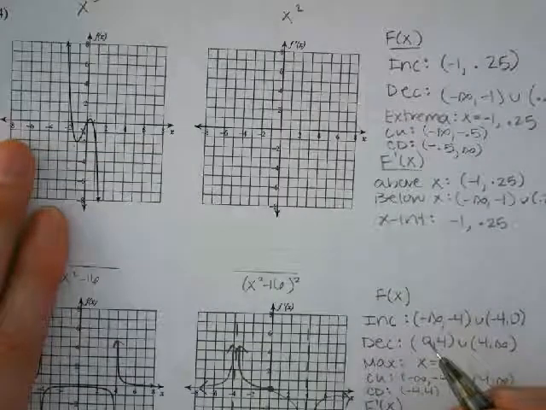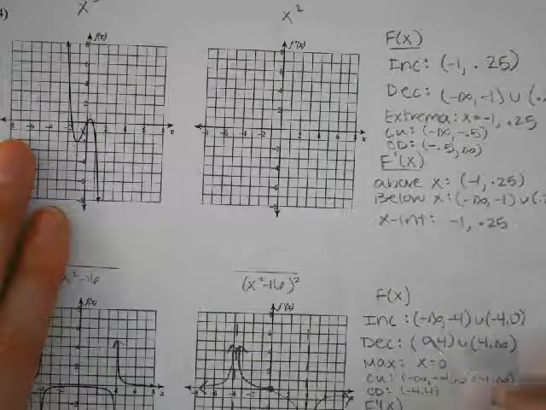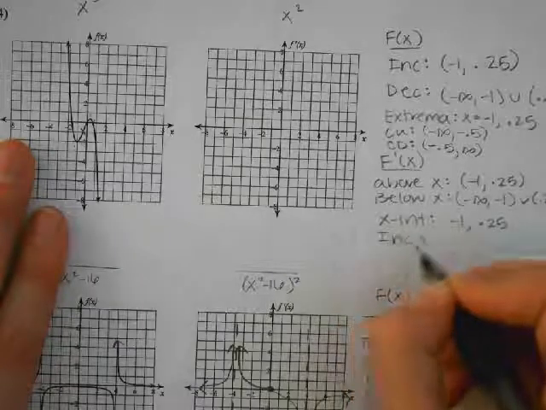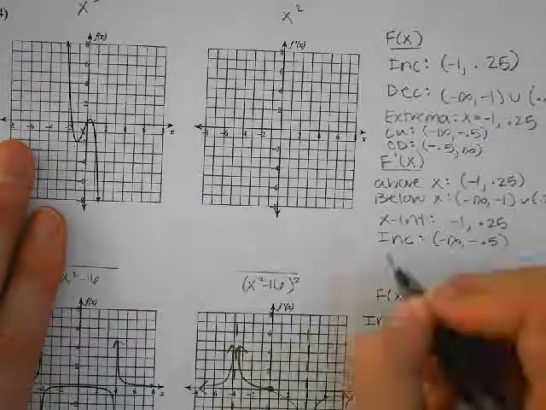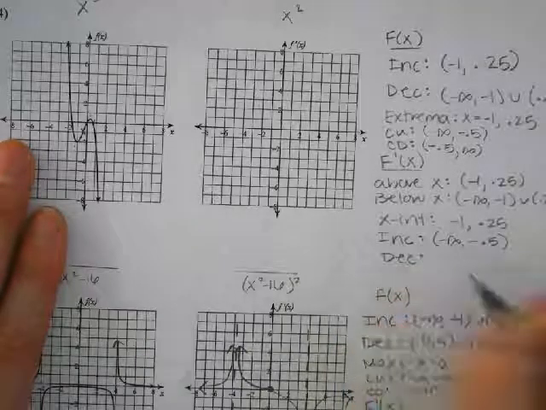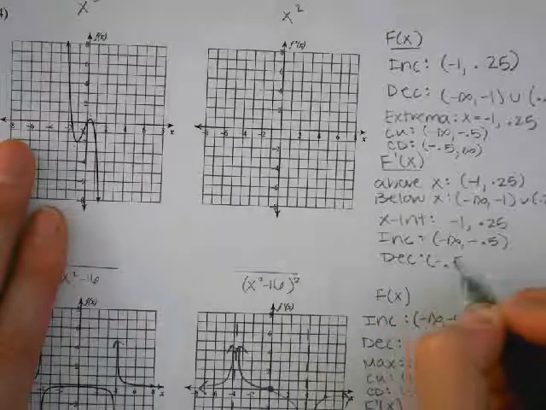And what does that tell us about our derivative? So it's increasing from negative infinity to -0.5, and it is decreasing from -0.5 to infinity.